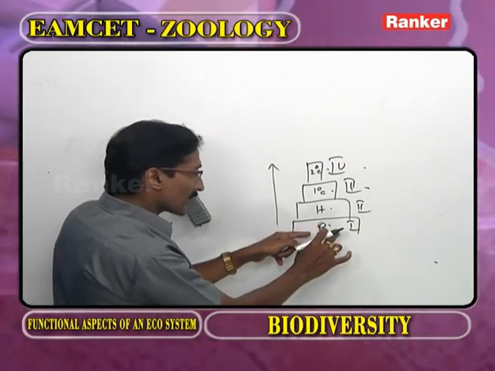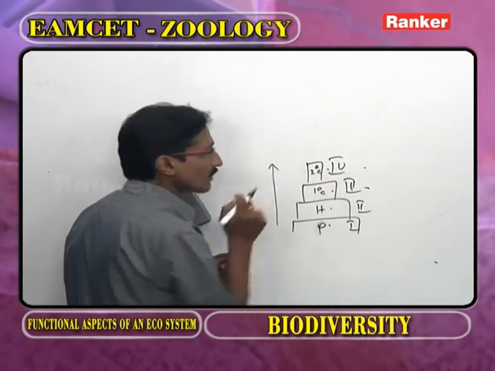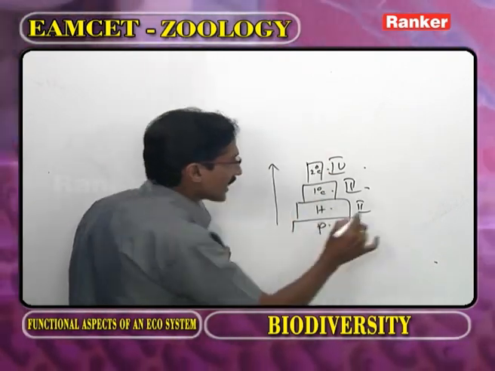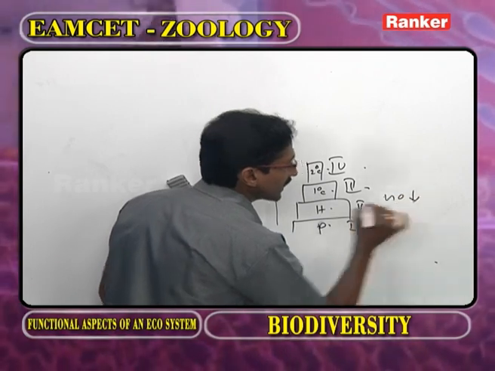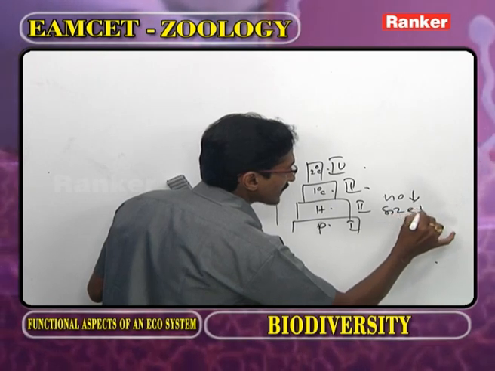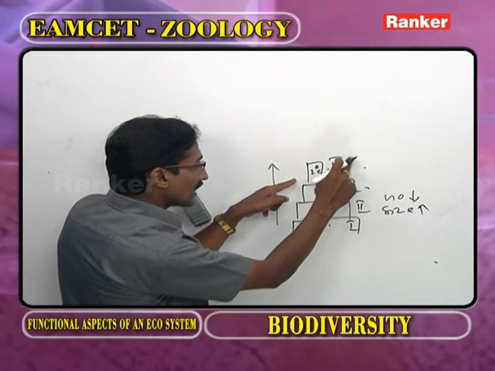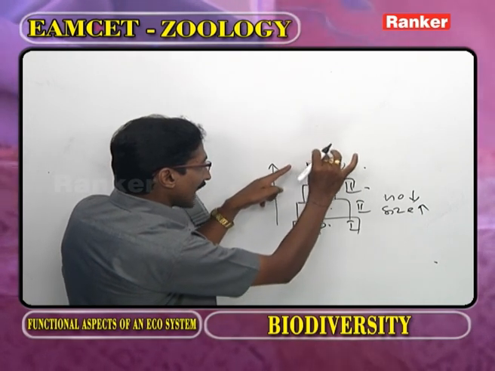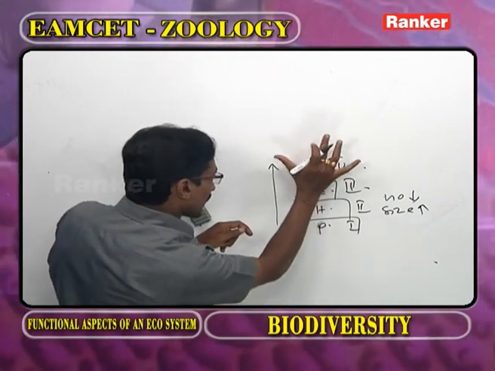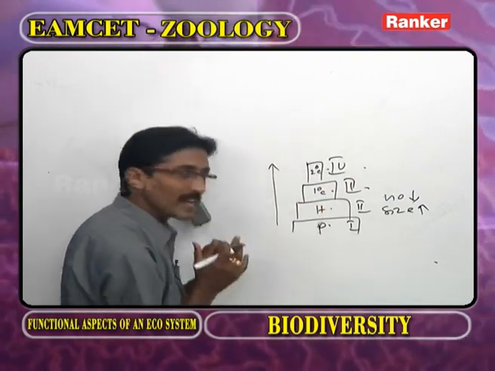Where are more numbers present? In the first trophic level. Where are fewer numbers present? In the fourth or fifth trophic level. As trophic level increases, no doubt the number decreases, but the size of the animal increases. In the fourth or fifth trophic level, the animal body size is large. As trophic level increases, the number decreases, the energy decreases, and the biomass decreases.